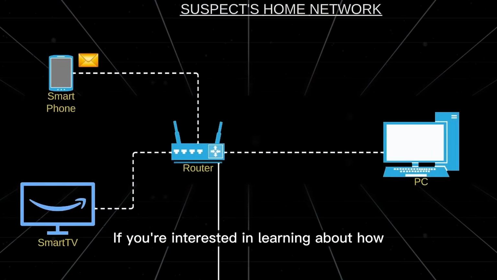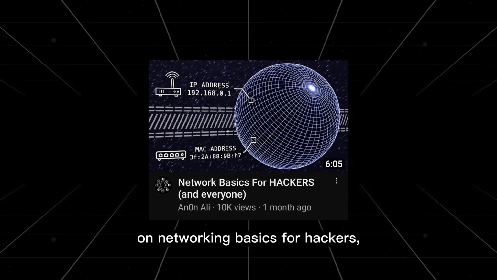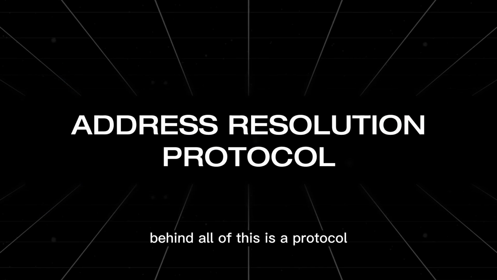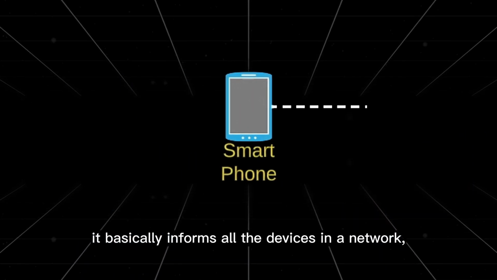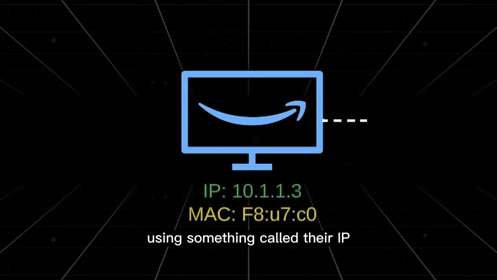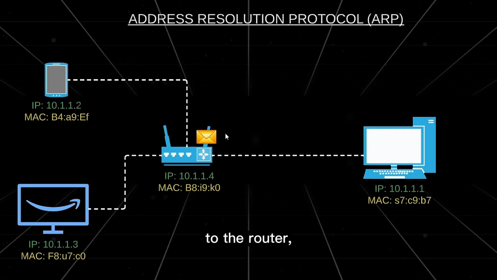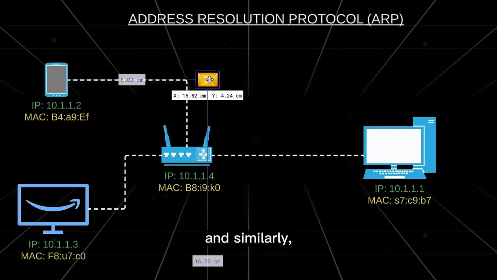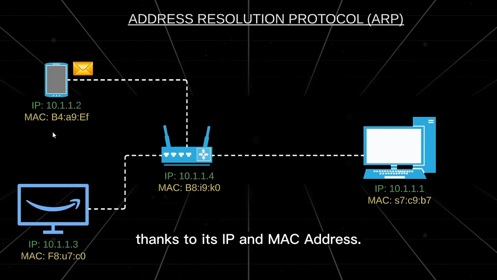If you're interested in learning about how all of this is happening in detail, you can go ahead and watch this video on networking basics for hackers, but for now, just know that the mechanism behind all of this is a protocol known as the Address Resolution Protocol, and what it does is it basically informs all the devices in a network where all the other devices are, using something called their IP and MAC address. So when this device sent the request to the router, it knew where the router was, as it had both the router's IP and MAC address, and similarly when the router sent the request back to the device, it also knew the device's location thanks to its IP and MAC address.